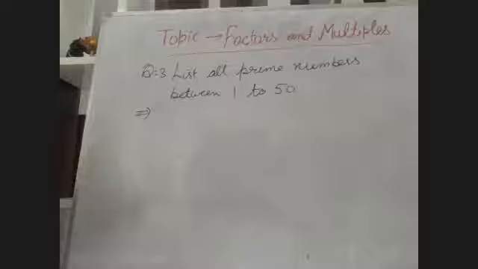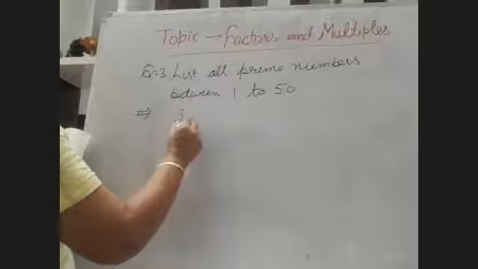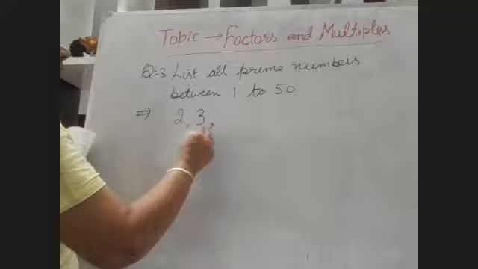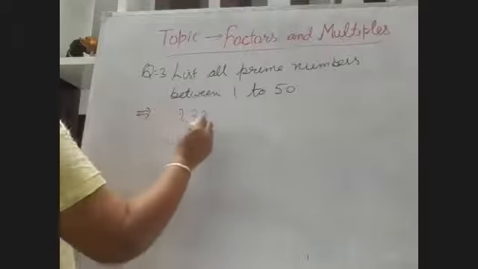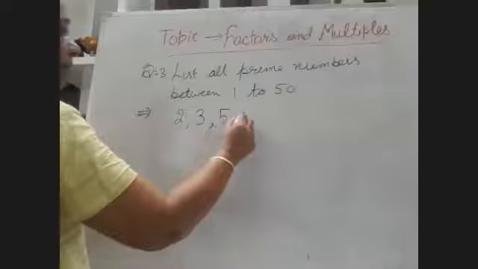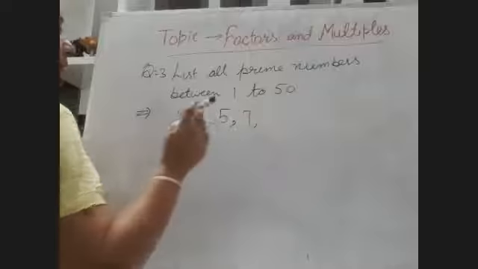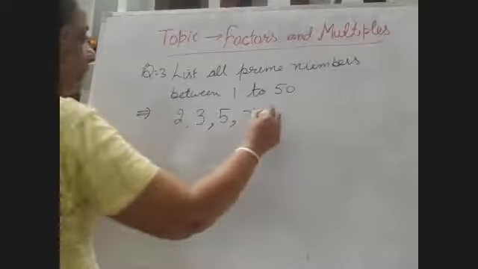We'll start from 1. As you know, 1 is neither prime nor composite. So the next number is 2. The first prime number is 2. Then 3. 4 is a composite number. Next number 5. 6 is a composite number. Then 7. 8, 9, 10 are composite. Next is 11.